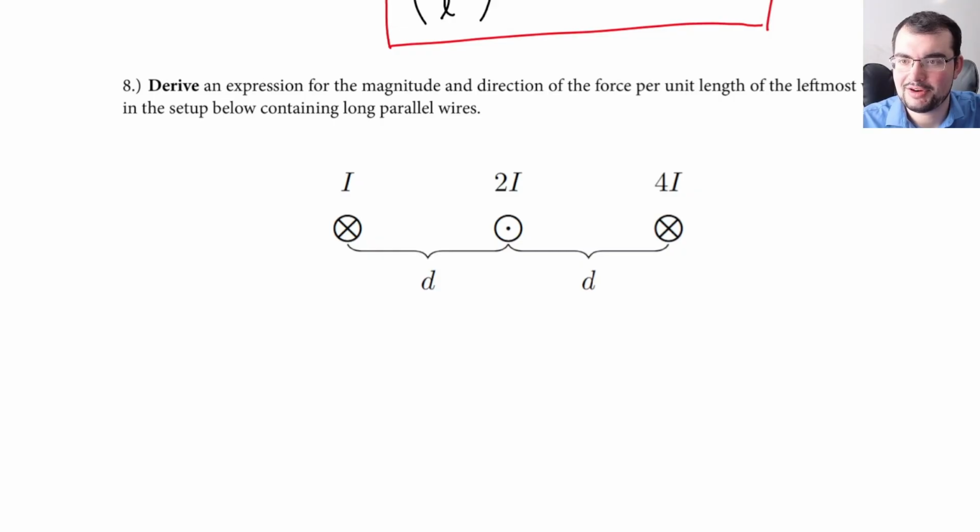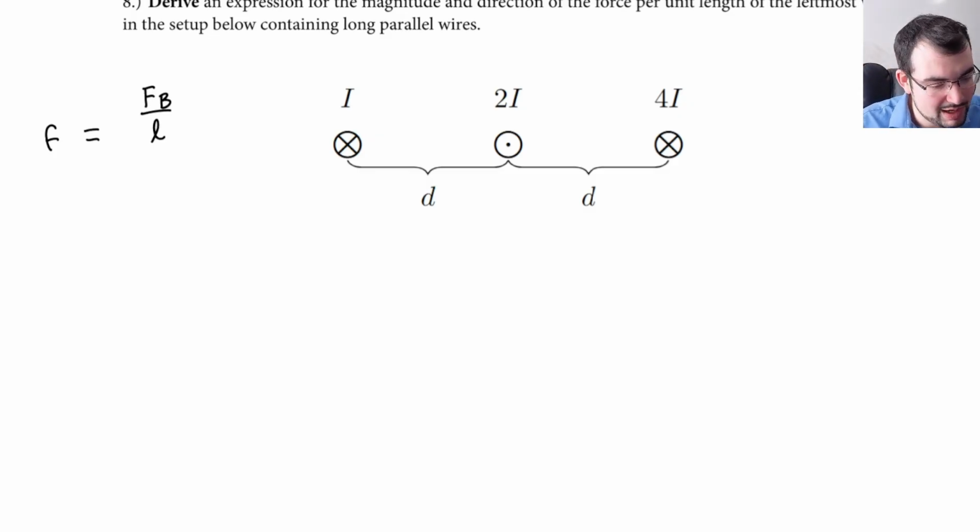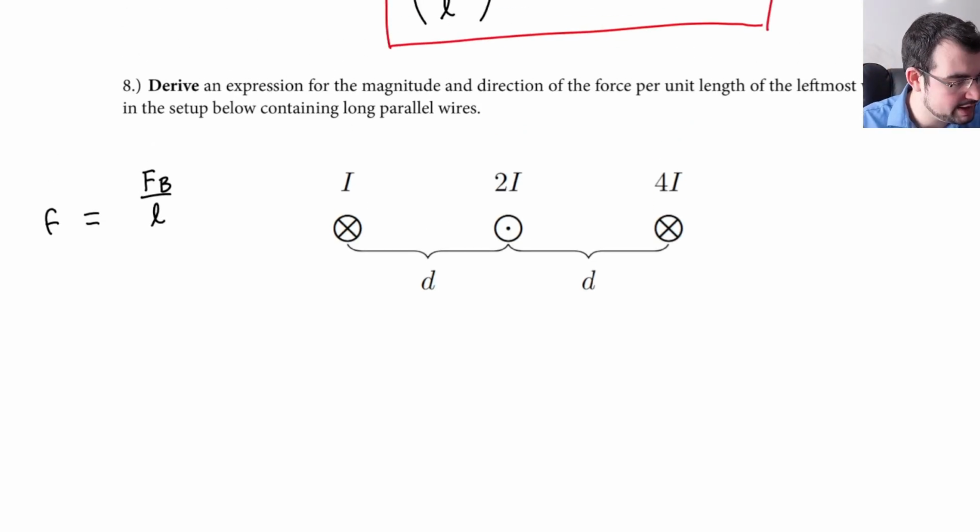All right, now let's derive an expression for the force per unit length on the leftmost wire in this setup below, assuming the wires are very long and carry parallel currents like this. So these are wires either carrying current into the screen or out. They're very long, which allows us to just look at this force per unit length. So we're going to say that lowercase f, as you'll see it sometimes, is equal to the magnetic force per unit length. So we want the leftmost wire.